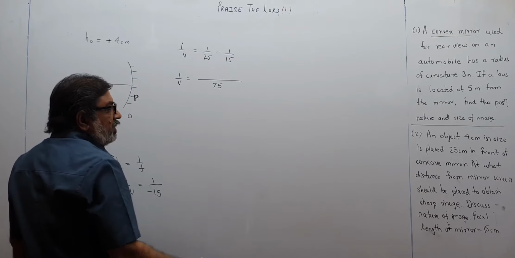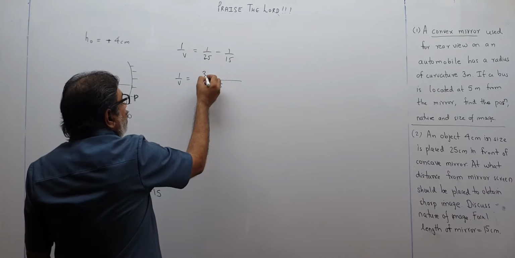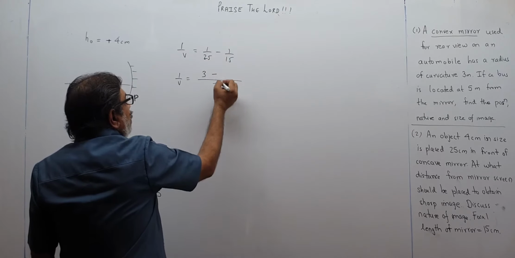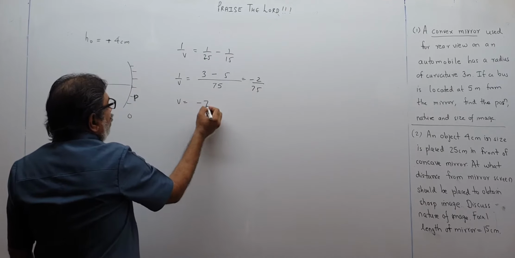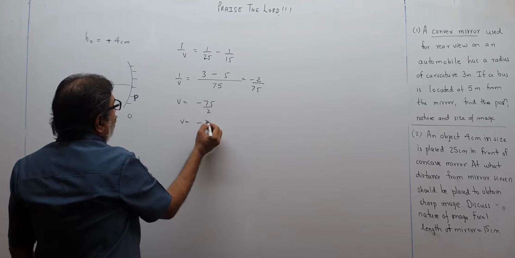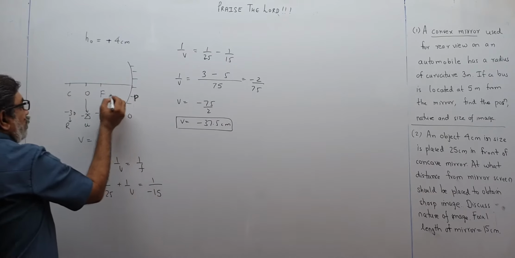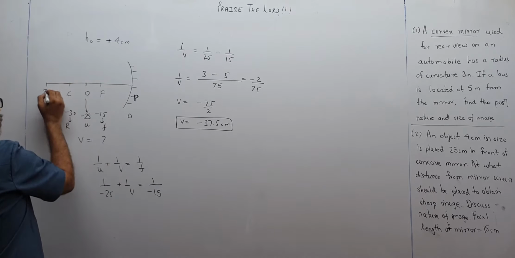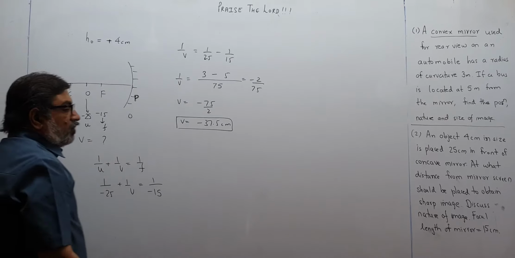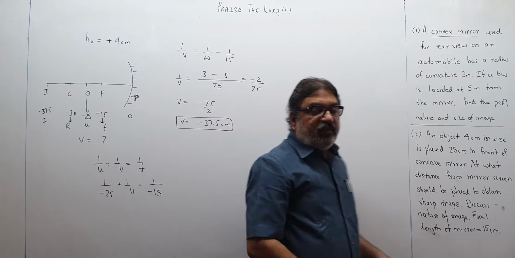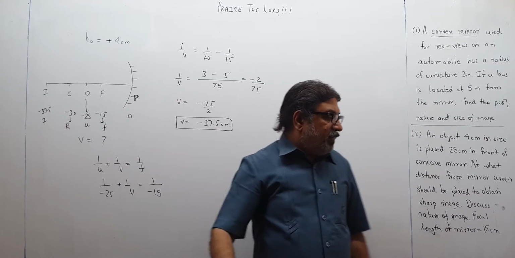I think you can understand. Find out the LCM of 25 and 15, that will be 75. So 75, it will go 3 times, because 75 and 25, 3 ones are 3. 75 and 15, 5 times. So this is minus 2 upon 75. So V will be minus 75 upon 2, minus 37.5 centimeter. That means minus 37.5. 0, minus 15, minus 30, somewhere over here is the image, at a distance of minus 37.5. This is the image. So where should the screen be placed? The screen should be placed at a distance of 37.5 centimeter in front of the mirror, to get the sharp image.